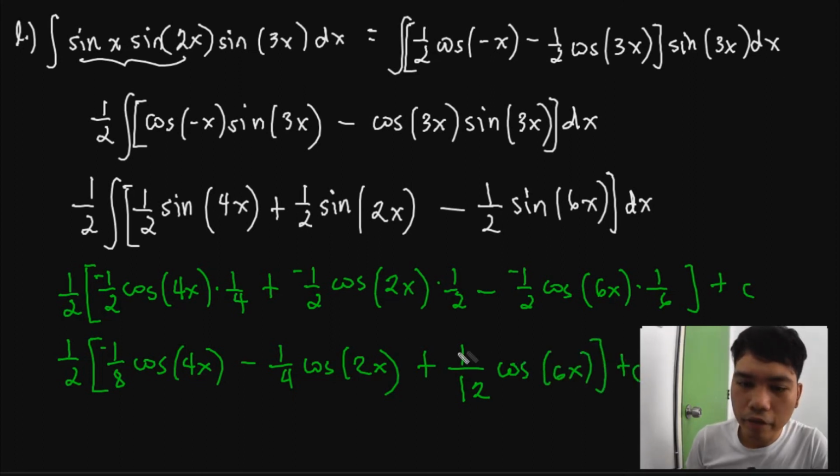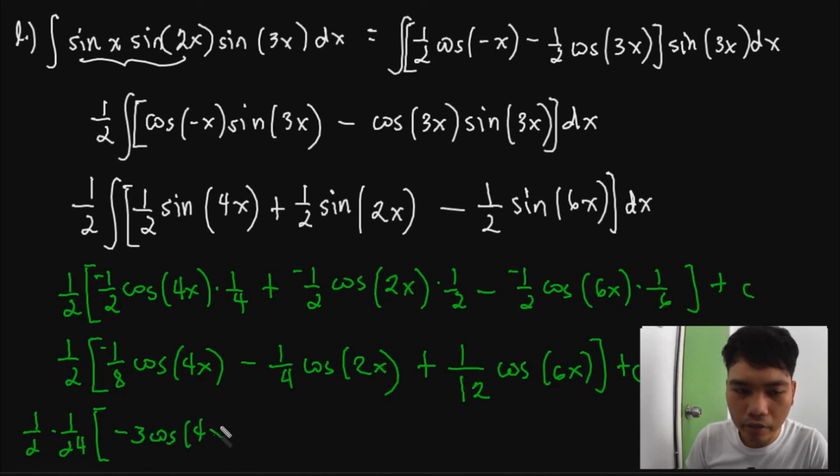And we can also factor out yung ating LCM dito. And I think hindi naman siya 1/12 kasi may 1/8 dito. So I think that would be 24. So in this case, I'll be factoring out 1/24. So 1/2 times 1/24. And in this case, kung 24 nilabas ko, so this would be negative 3 cosine of 4x. Okay, so di ba 3/24 is negative 1/8.